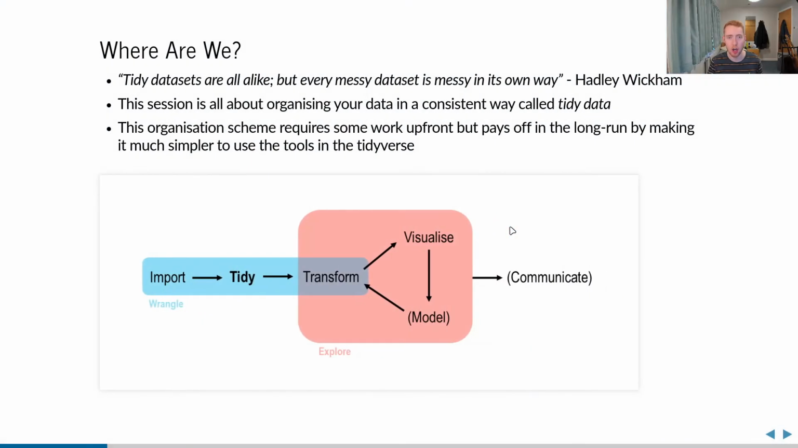Let's remind ourselves where we are on this whole map of data science. And actually, I have a motivating quote taken from Hadley Wickham, who's the author of the book The Art of Data Science and chief data scientist at RStudio. It's an adaptation or variation of a Tolstoy quote, and it says, tidy data sets are all alike, but every messy data set is messy in its own way.